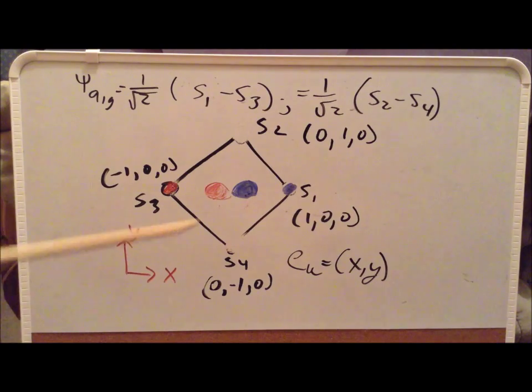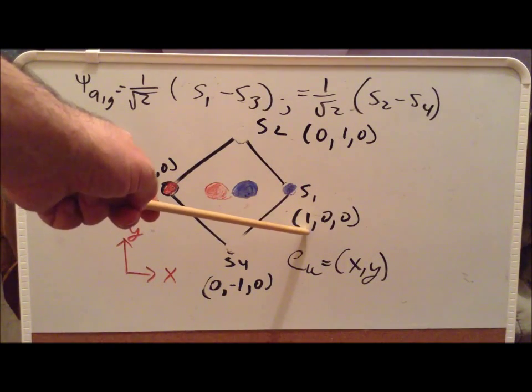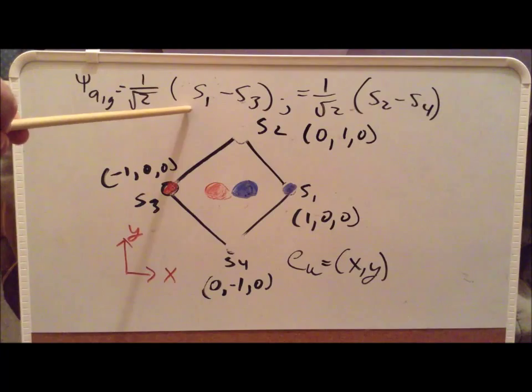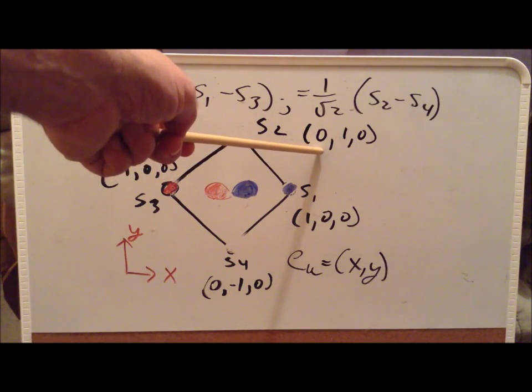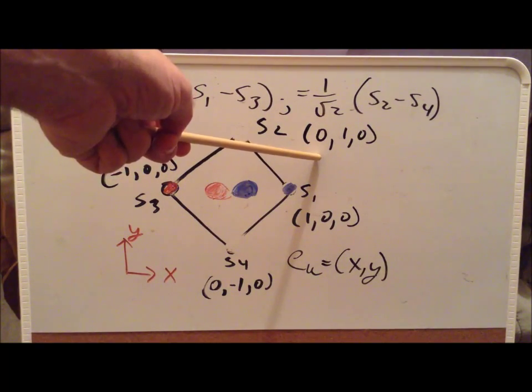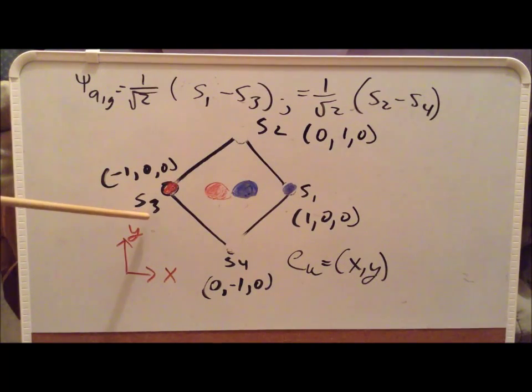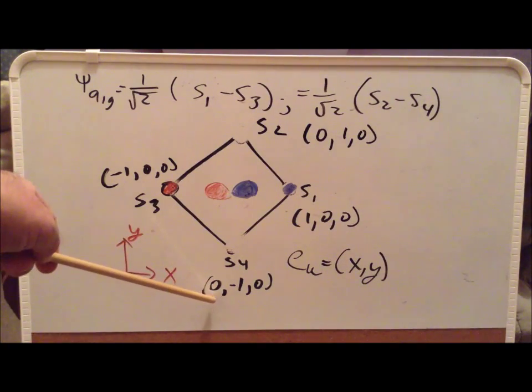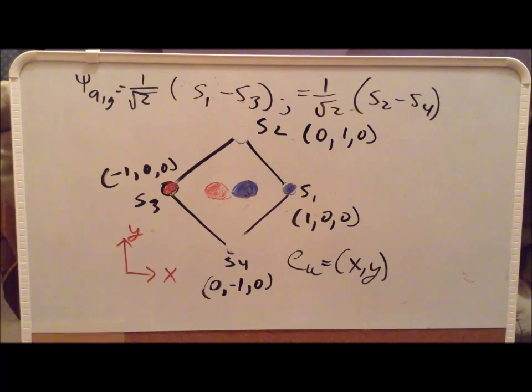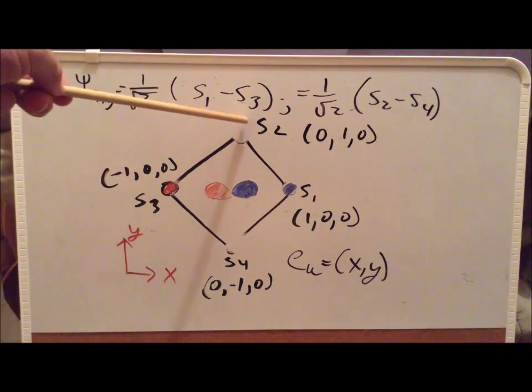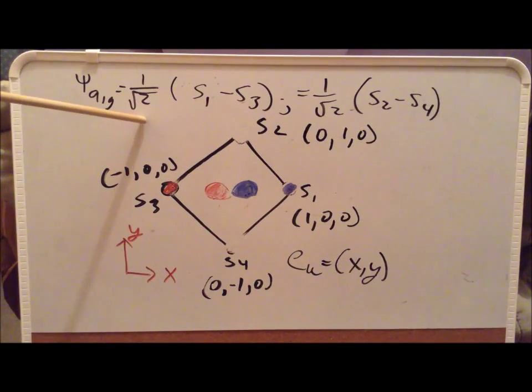So we notice that the coordinate for S1 is going to be the x coordinate, which is positive 1. For S2, the x coordinate is 0, so there's no S2 contribution. For S3, the x coefficient is a minus 1, therefore the coefficient of S3 is a minus 1. And last but not least, for S4, the x coordinate is 0, so therefore the coefficient is 0. We are left with, for the first of the EU combinations, S1 minus S3 with a normalization constant of 1 over the square root of 2.